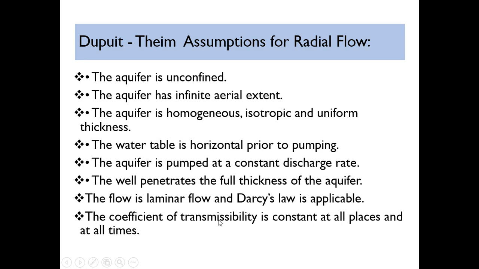Coefficient of transmissibility, or transmissibility, T equals K into B. K is the coefficient of permeability or hydraulic conductivity, and B is the thickness of the aquifer, the thickness of the stratum. So these are the assumptions. You have to memorize all these assumptions.